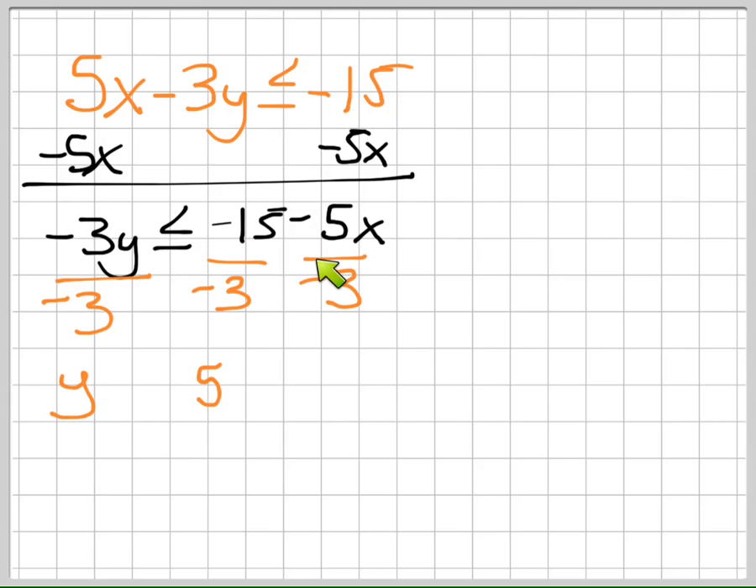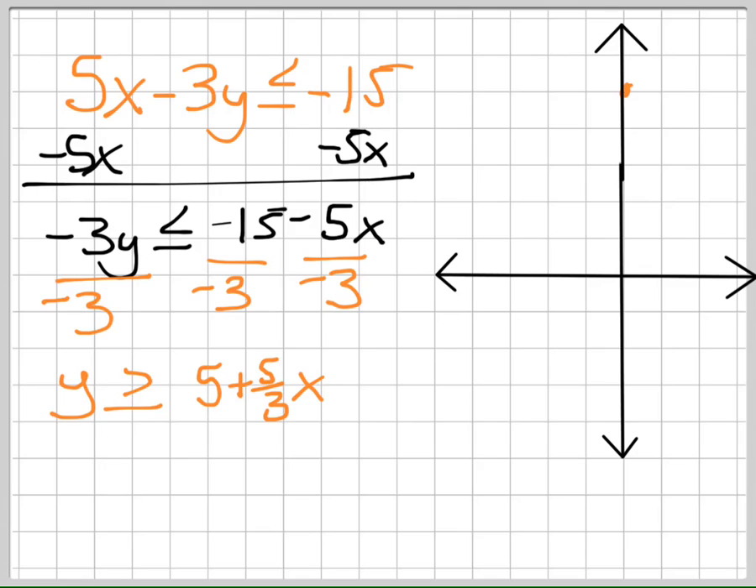And then this does not simplify into an integer. So I'm just going to leave this as a fraction, but it's a negative over a negative, so I'm going to make it a positive 5/3x. And what about my symbol, or inequality sign? It's going to flip since I divided by a -3. And then I can either go up 5 to the right 3 or down 5 to the left 3, because that's like negative over negative. And it's a solid line because it's or equal to.